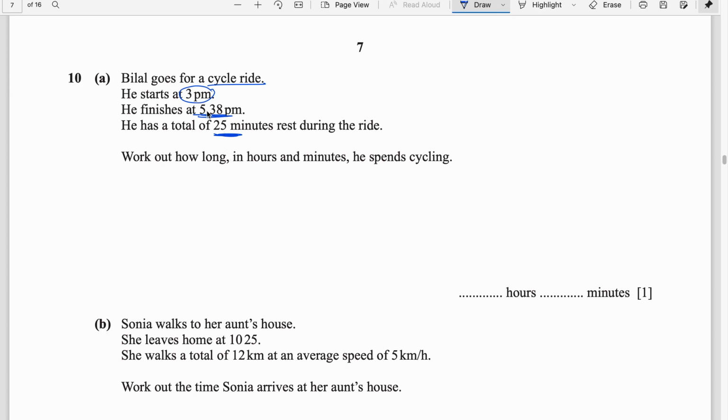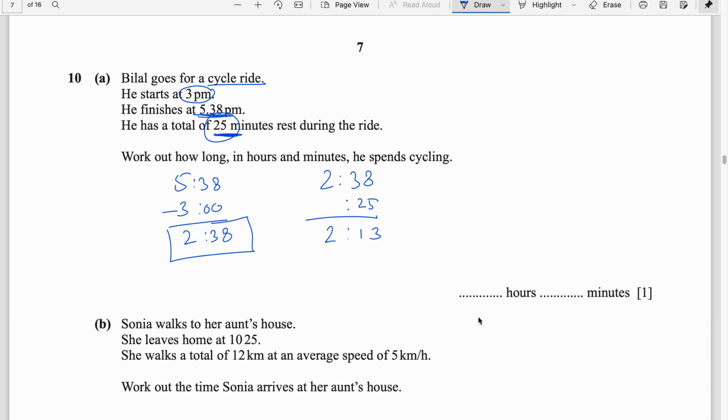Okay, so he starts at 3 and ends at 5:38. So the difference between these two times is 2:38. Ideally it should be 2:38, but we know he rested for 25 minutes. So take out that time. 8 minus 5 is 3, 3 minus 2 is 1, and 2. So he cycled for 2 hours and 13 minutes.